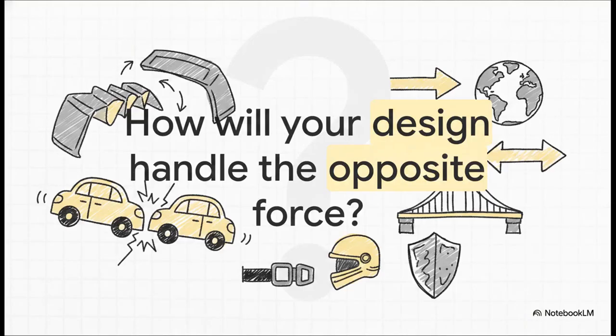To wrap up this explainer, I've got a quick question for both parents and students listening. How will your next engineering design handle that inevitable equal and opposite force? Because understanding this isn't just about toy cars in a classroom. This is the exact same foundational physics used by real-world automotive engineers to design crumple zones that literally save lives every single day. The universe is always going to give you an equal and opposite force. The question is, how will you engineer your way through it?